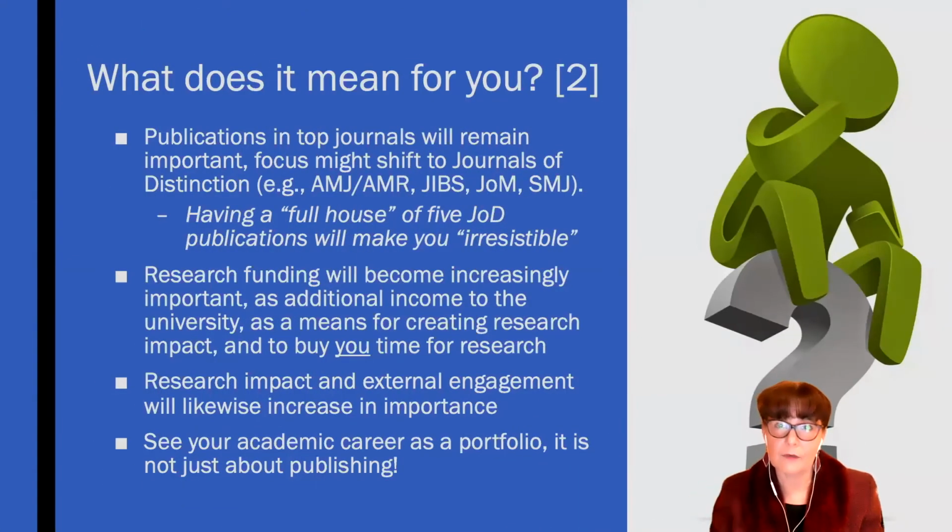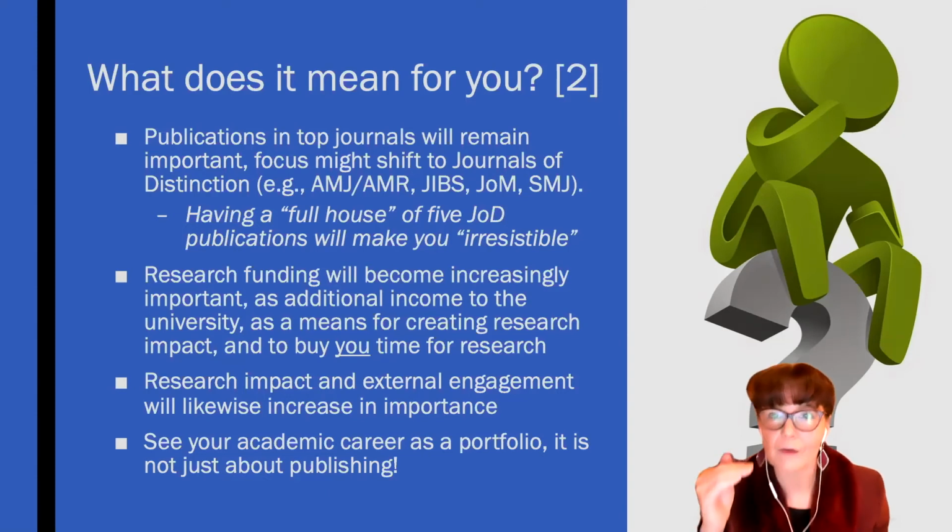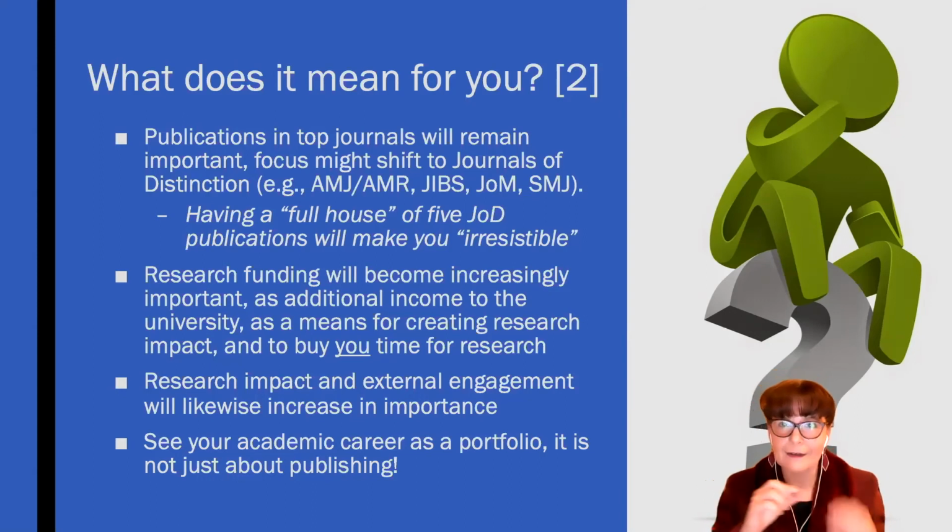What does it mean for you in the future? And this is the last slide I wanted to discuss. I think what it will mean in the future beyond this REF is that publications in top journals will remain important, and that increasingly universities will start looking at publications not just in four-star journals on the ABS list, but in what we call journals of distinction. Some people call them five-star journals. So they're the elite group within the four-star journals. It's a very small group of journals.